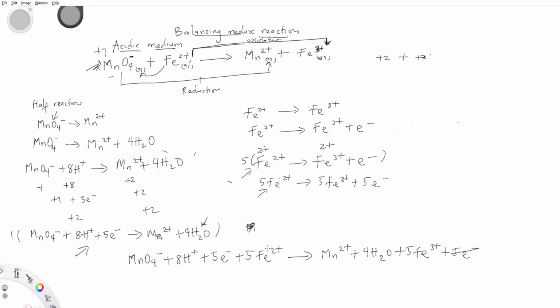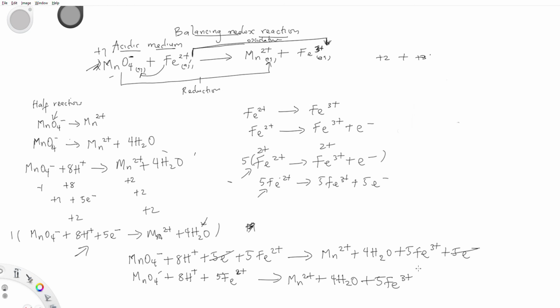So I can take out these two since they are the same, and we have our equation balanced. MnO4 minus plus 8H plus plus 5Fe2 plus gives Mn2 plus plus 4H2O plus 5Fe3 plus. So it is balanced, and that is how to balance in an acidic medium.